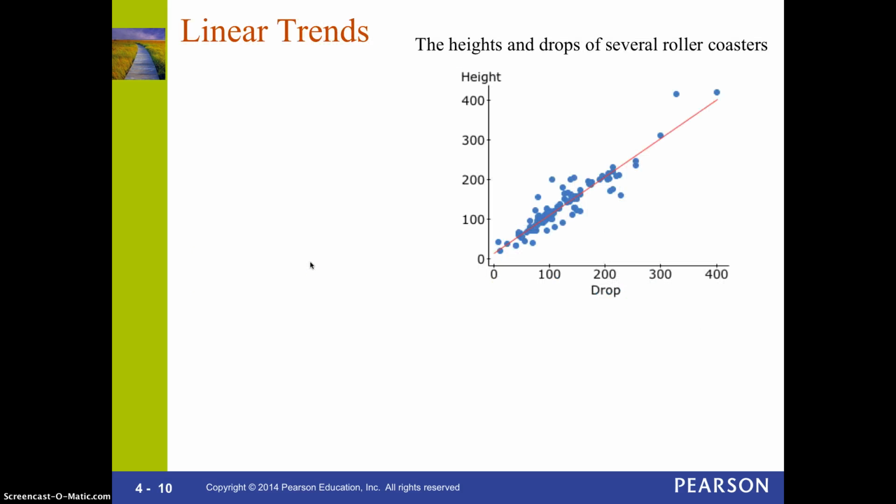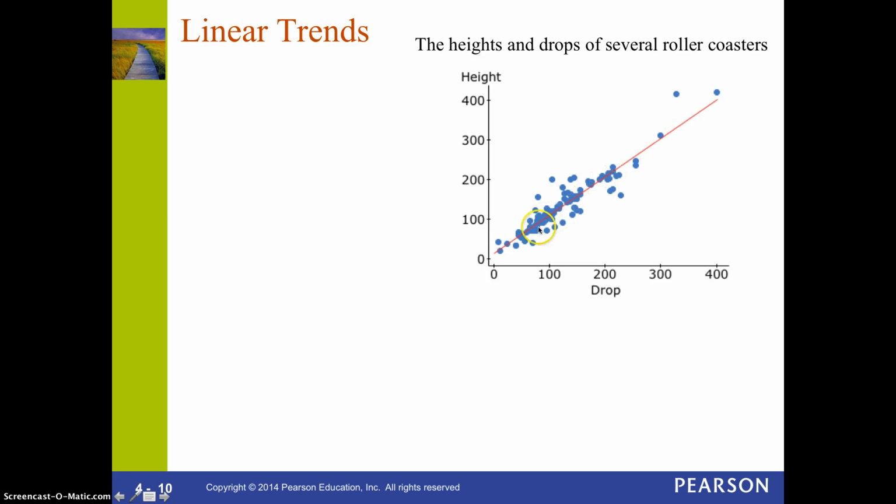So that had to do with the strength. We've talked about the direction and the strength, and then there's the form. A lot of times in this class we're going to look to see if the graph is linear. Here I have the heights and drops of several roller coasters, in feet. I have a roller coaster here that looks like it has about a 325-foot drop. That's a little over 400 feet tall.